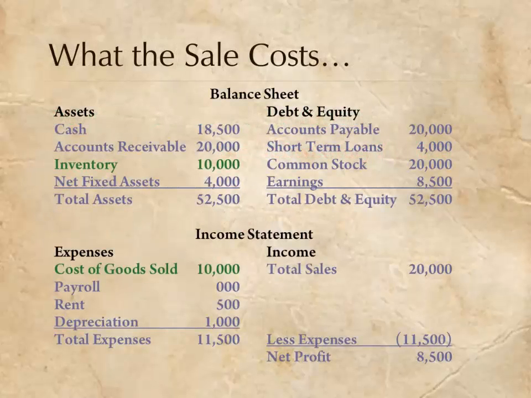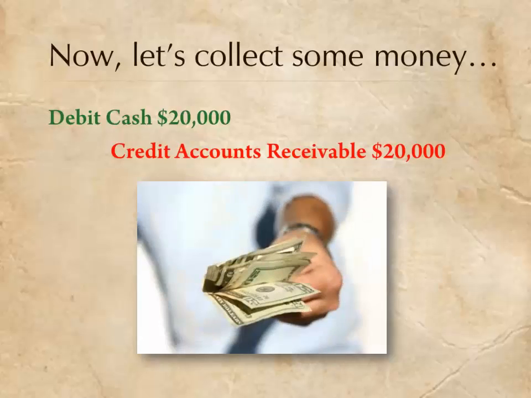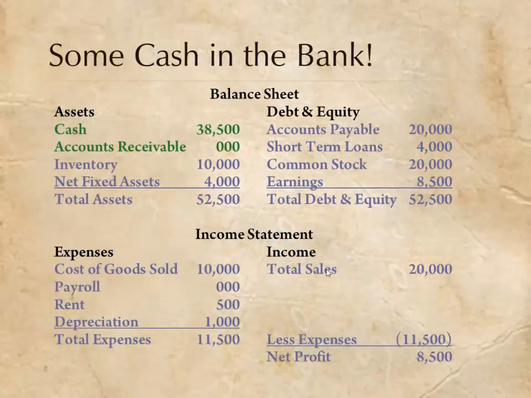Now we see that our profit is $8,500, $10,000 less after we recognize the cost of the inventory. Well, it's time our customer paid us for the sale. How do we account for that? We get $20,000 cash, and we put it in the bank. We debit cash for $20,000, and we credit accounts receivable for $20,000. Notice that cash went up by $20,000, and accounts receivable went to zero. This transaction did not affect our profitability.